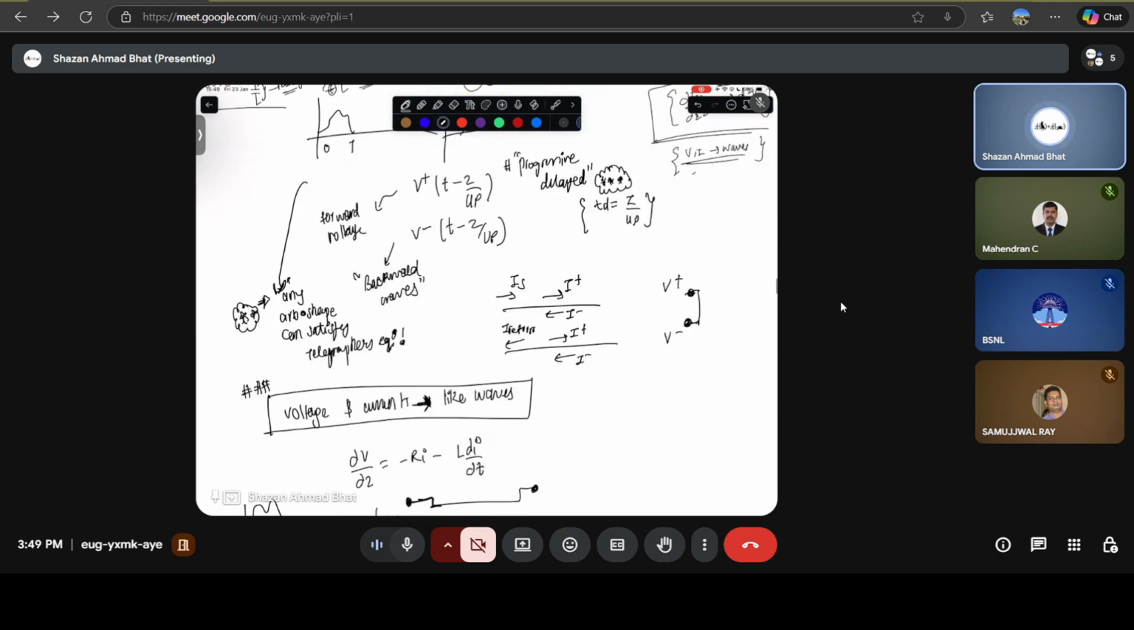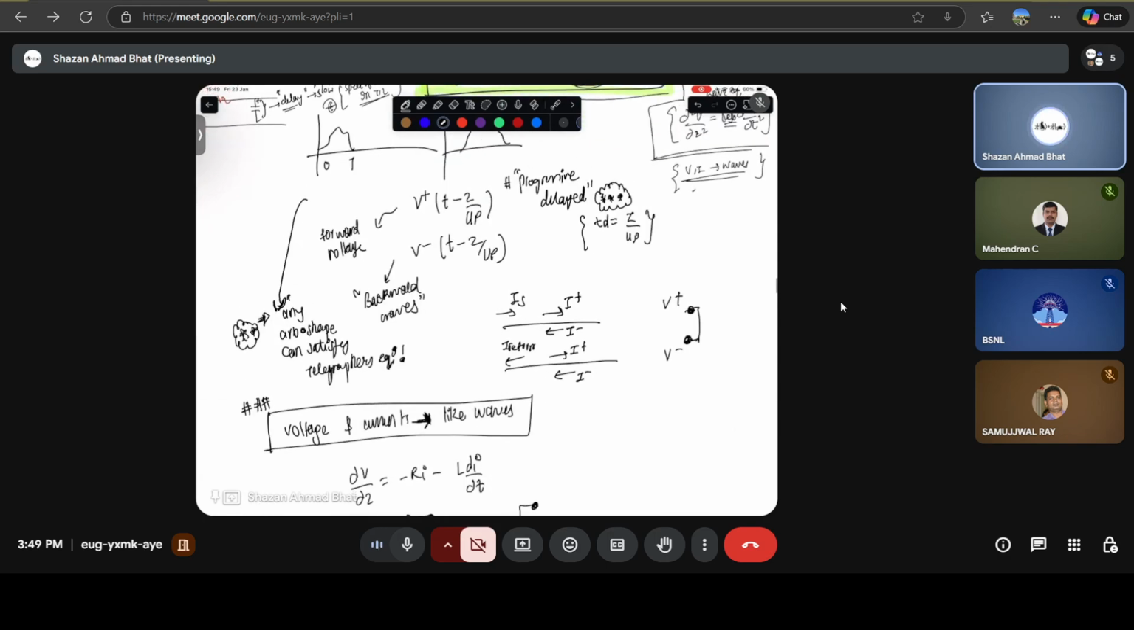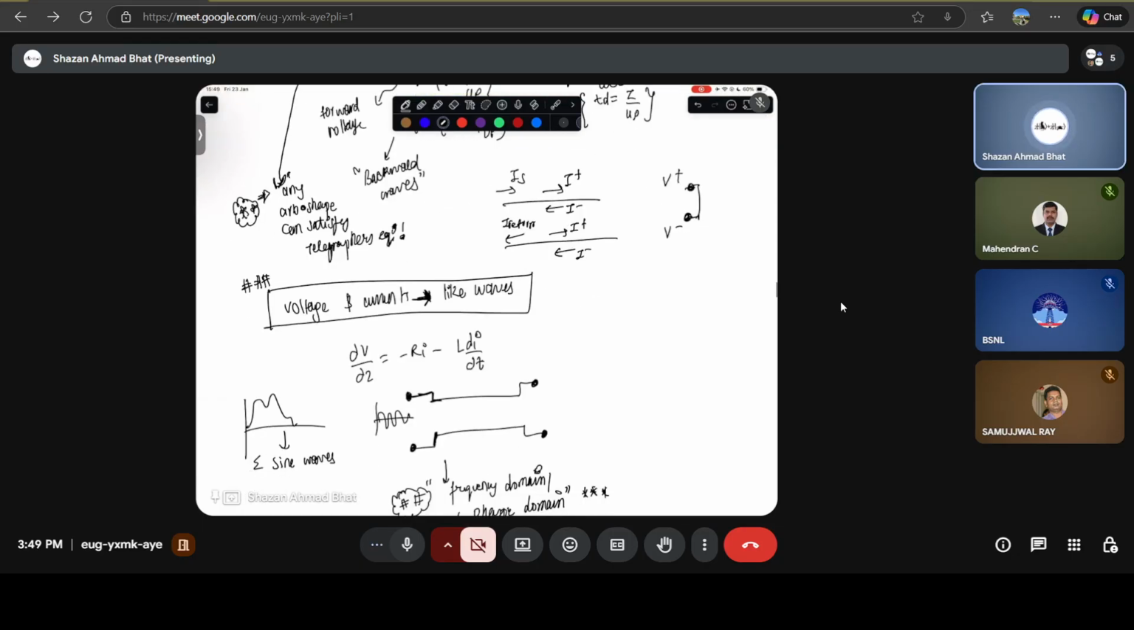Now, let's talk of this scenario. If you have a transmission line, you have a source current going in this direction, then there will be some current returning in this direction. In the source current part, there will be some positive current and there will be negative current. This is basically the incoming part and the outgoing part.